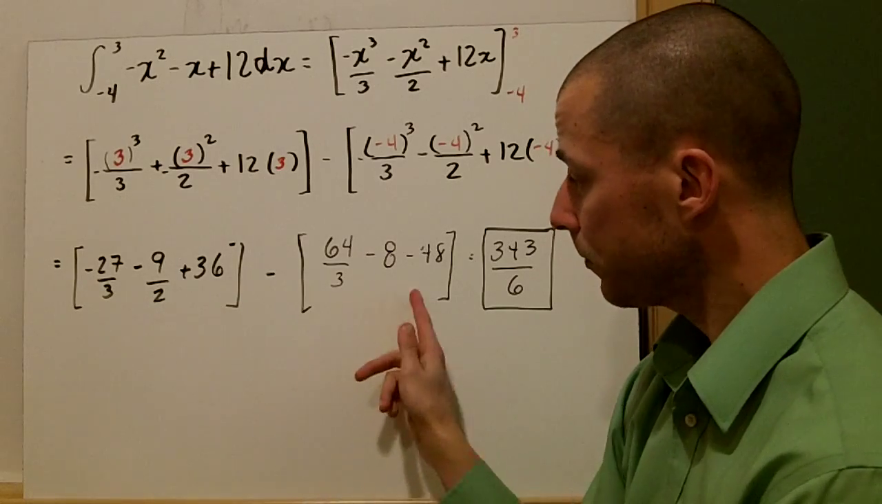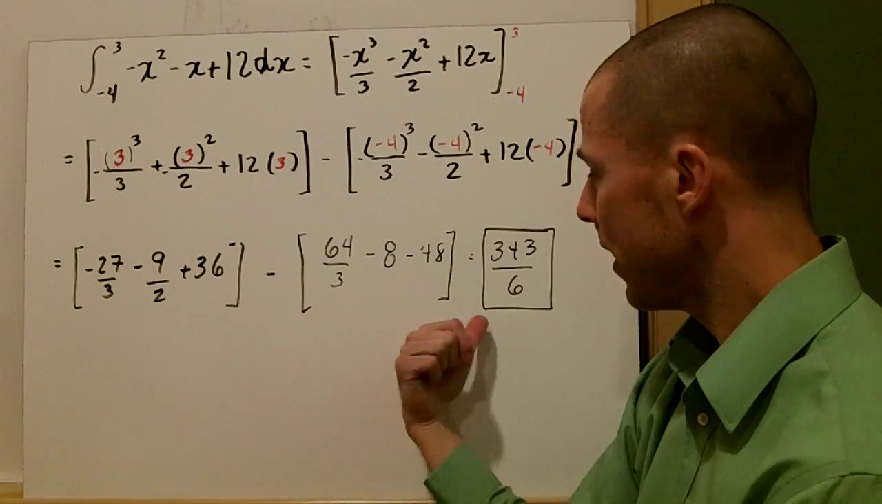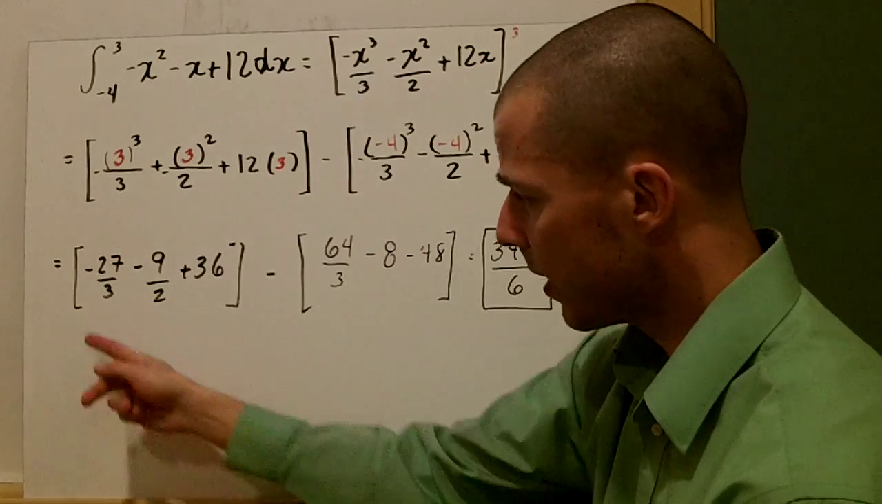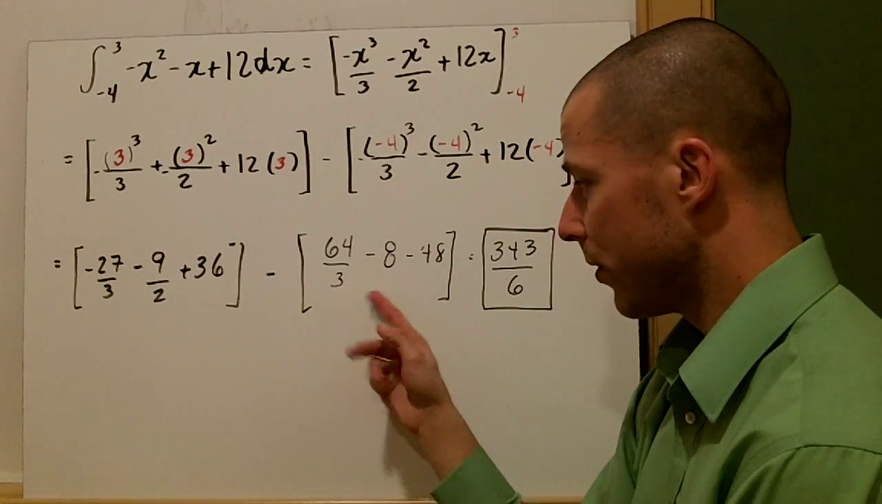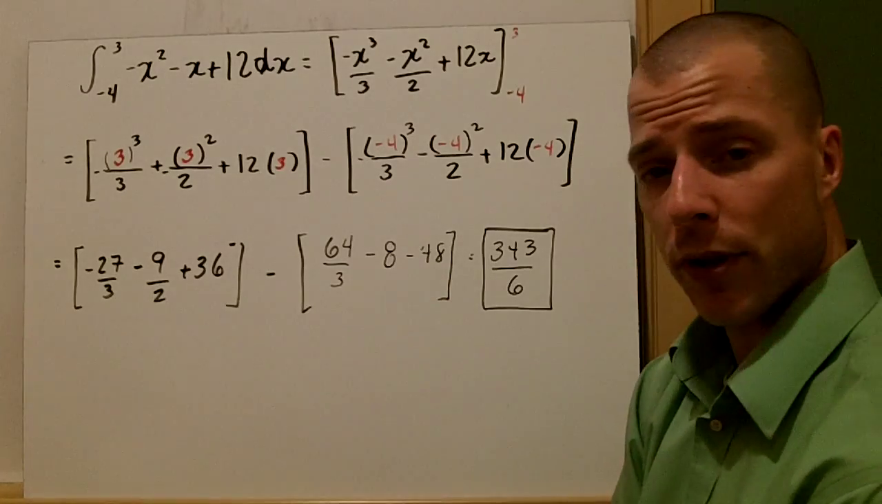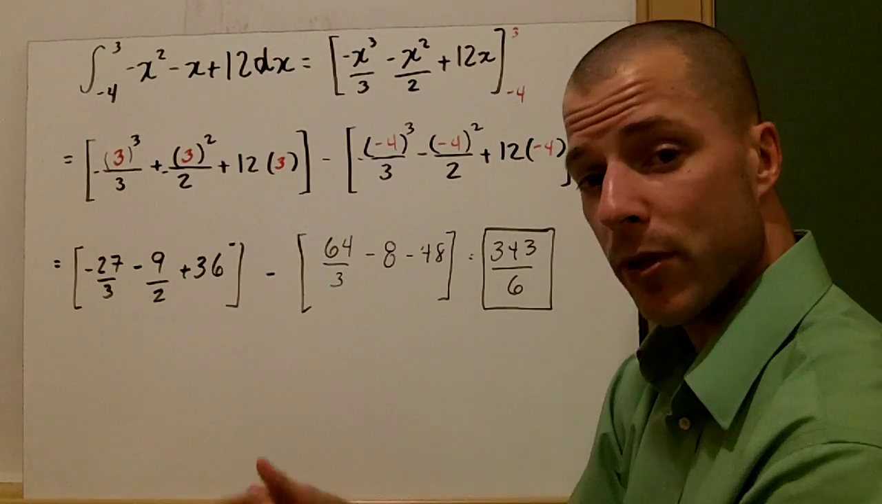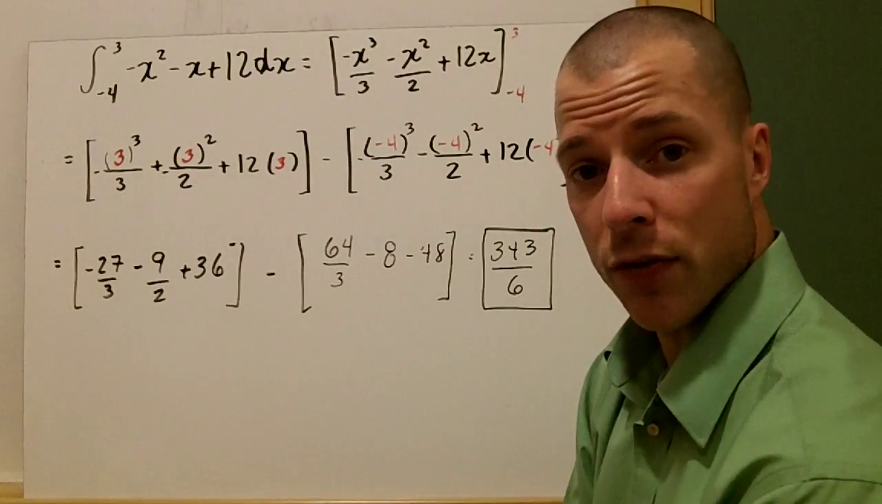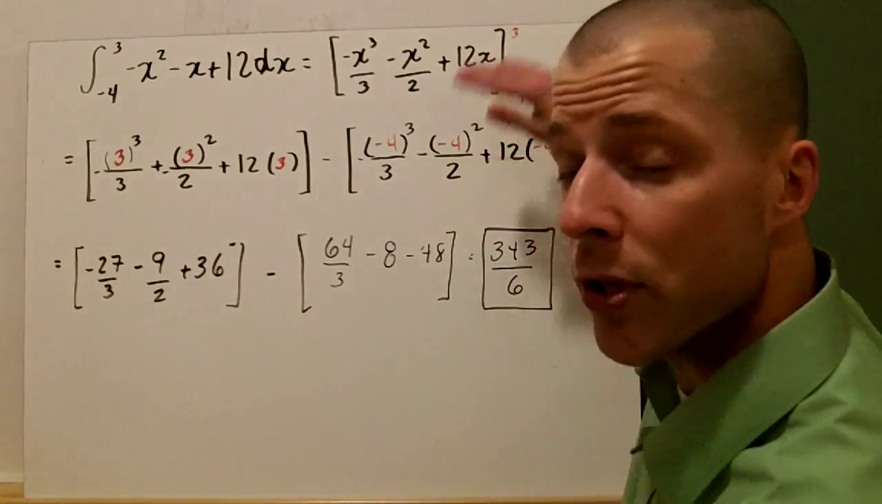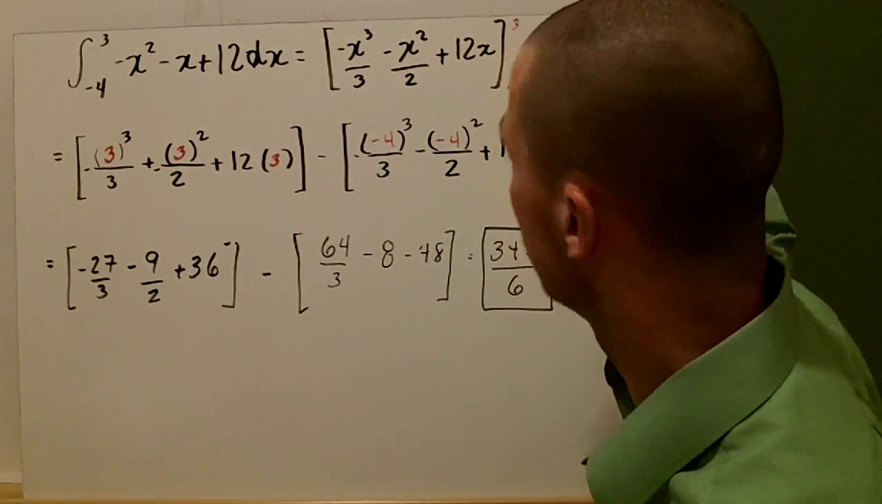When I combine these two sums, and when I take the difference of the two, I end up getting 343 over 6. So when I add all these numbers together, subtract this sum, or this difference, I get 343 over 6. So that's the area between negative 4 and 3 of our two functions, the distance, the area between those two functions.